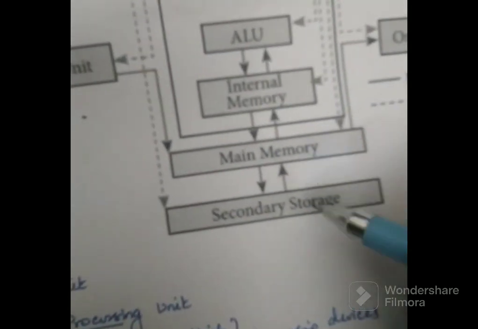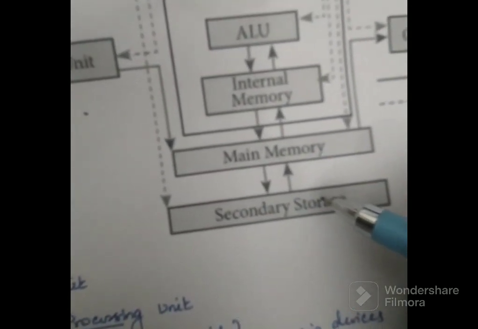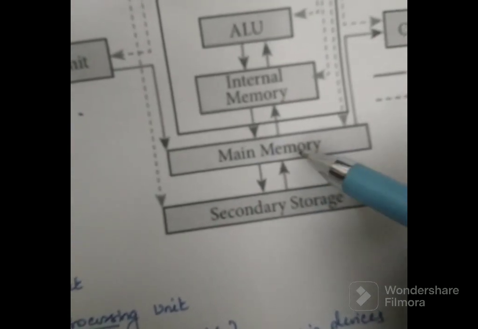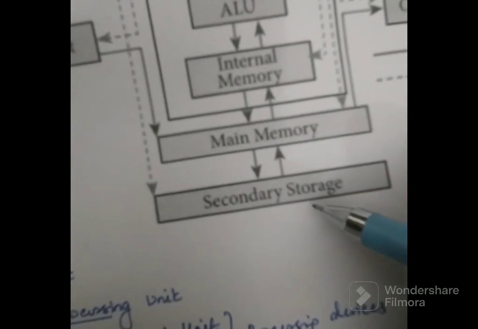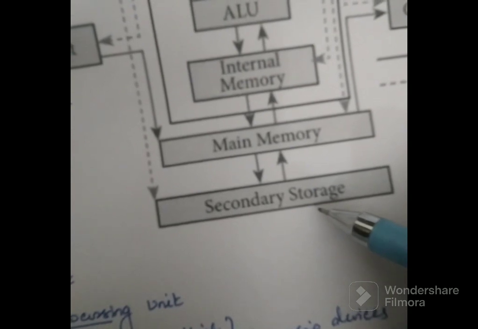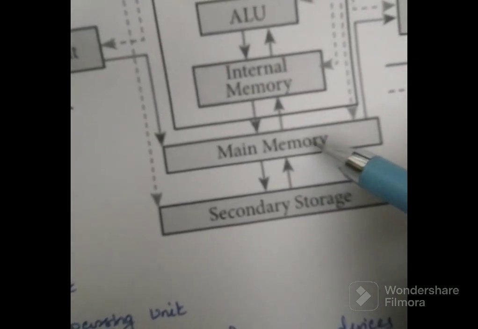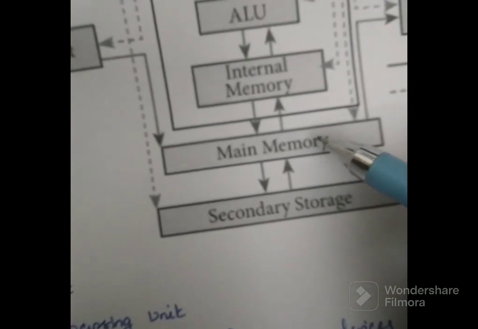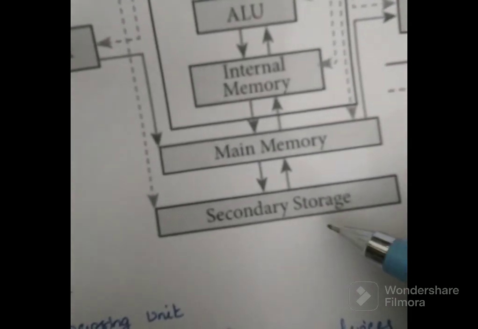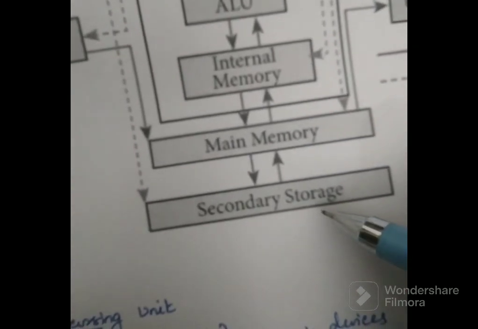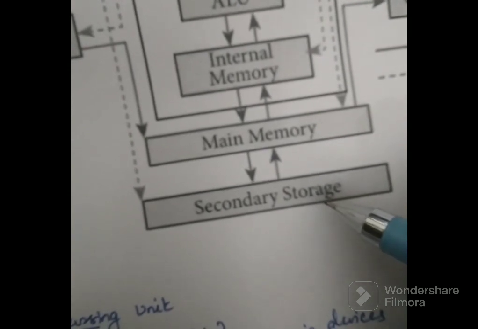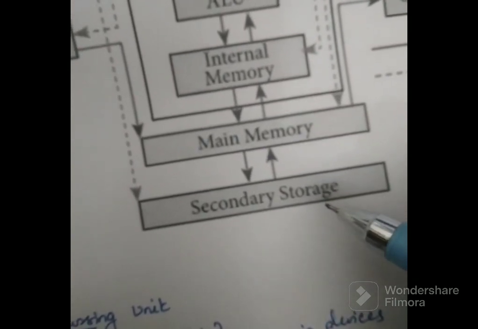This memory unit has two types, primary and secondary memory. The main memory is the primary memory and this is the secondary memory. This main memory is used to store the programs or the result temporarily, and the secondary memory storage is used to store permanent data.